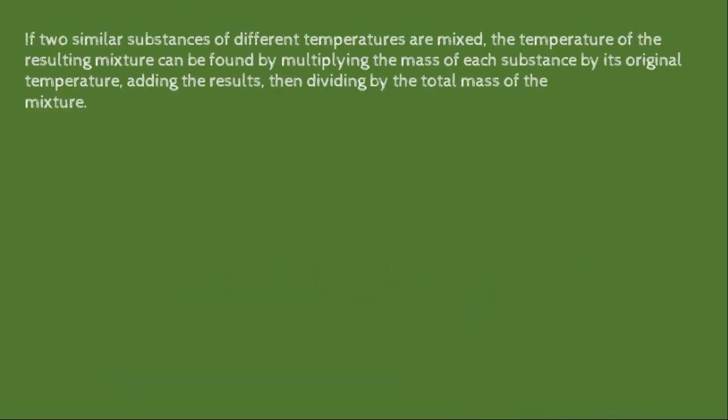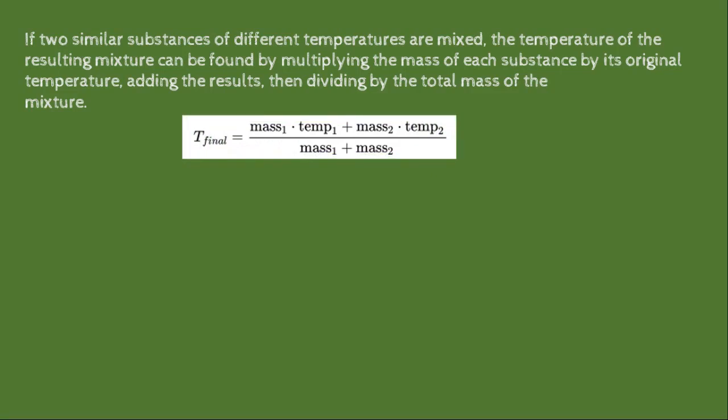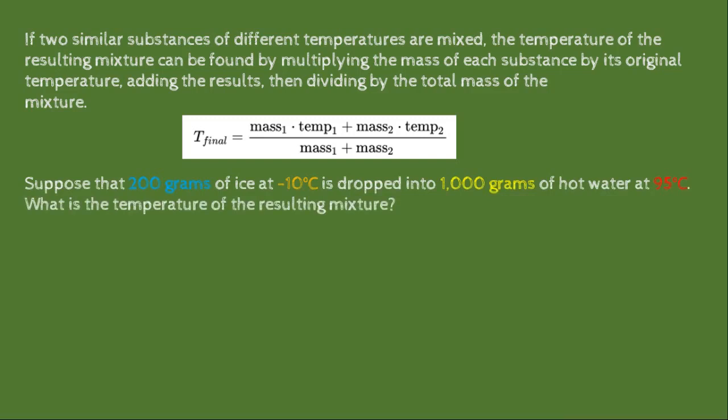If two similar substances of different temperature are mixed, the temperature of the resulting mixture can be found by multiplying the mass of each substance by its original temperature, adding the result, then dividing by the total mass of the mixture, or the following equation. Suppose that 200 grams of ice at -10 degrees Celsius is dropped into 1,000 grams of hot water at 95 degrees Celsius. What is the temperature of the resulting mixture?